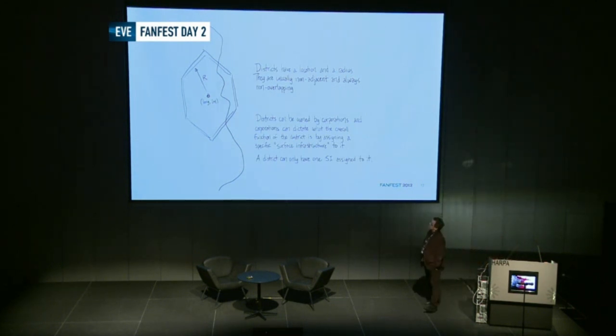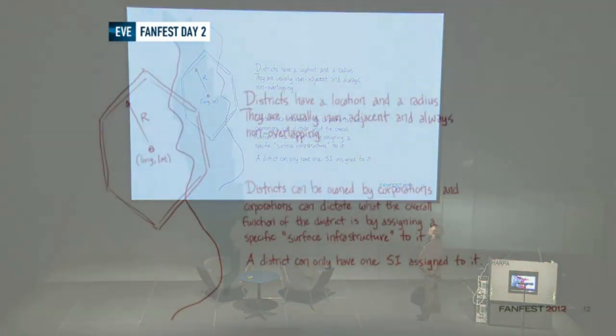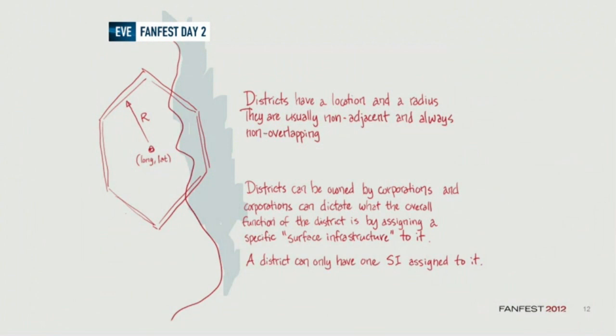So going back to the districts, the idea there is that they can be owned by corporations, and the function of a district is going to be determined by what we call a surface infrastructure, which you should think of as something substantial. It's not like a little house. Because the districts are large, about 200 kilometers, the idea is that there is an urban center there, even though we're not playing into that. That will be yet another game.